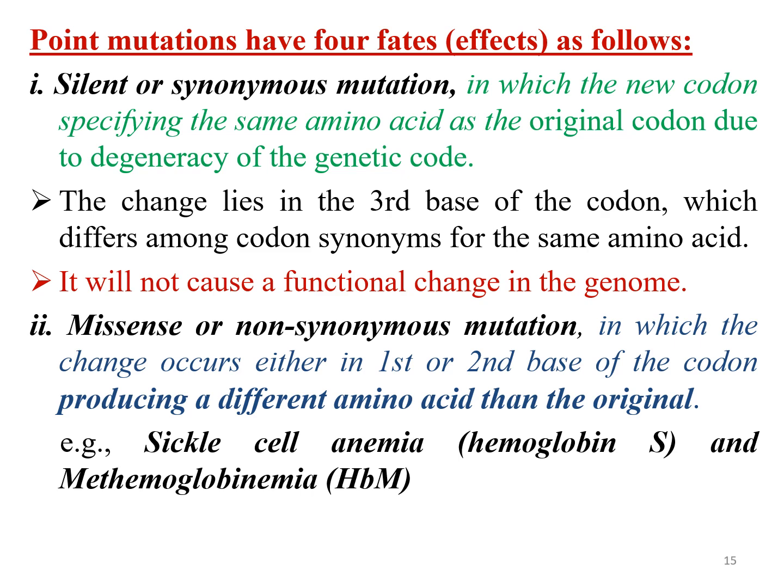Missense or non-synonymous mutation is also there, in which the change occurs either in the first or second base of the codon, producing a different amino acid than the original one. Especially sickle cell anemia and methemoglobinemia can be highly associated with this point mutation, especially due to missense mutation.